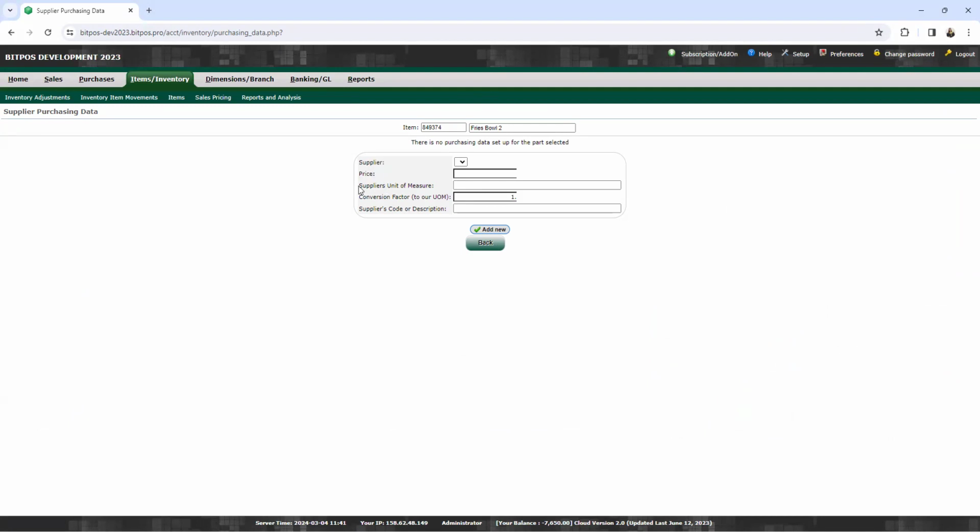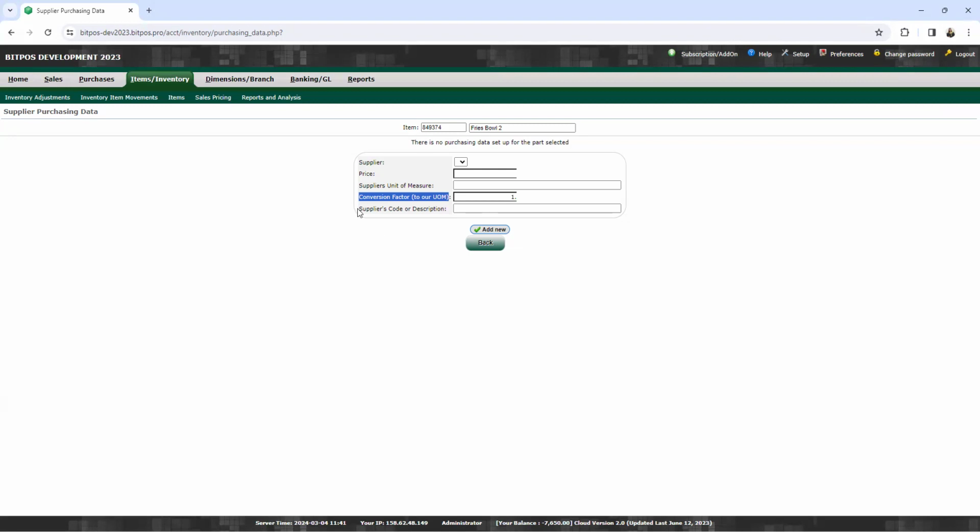Then the supplier's unit of measure is the unit of measurement used by the supplier to quantify the item, for example, the pounds, the kilograms, the liters, or the grams. And the conversion factor to our unit of measure means, from the company standard unit of measure, a conversion factor may be needed to convert between the two units.